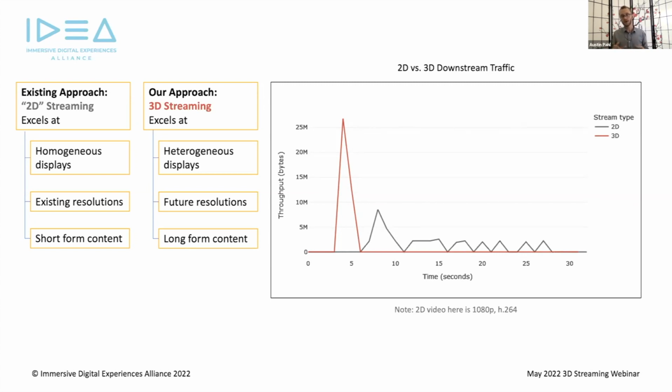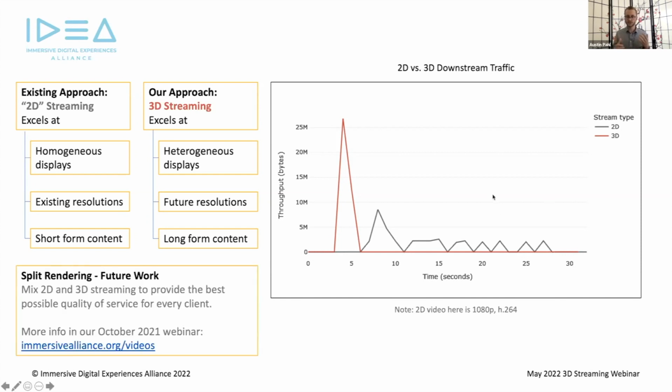The longer term goal on our roadmap is to see if we can do what we call split rendering. And by that, what we mean is mixing 2D and 3D streaming to provide the best possible quality of service for every client. So if you're curious, we discussed this in a bit more detail in our October 2021 webinar, which you can find on this link right here.